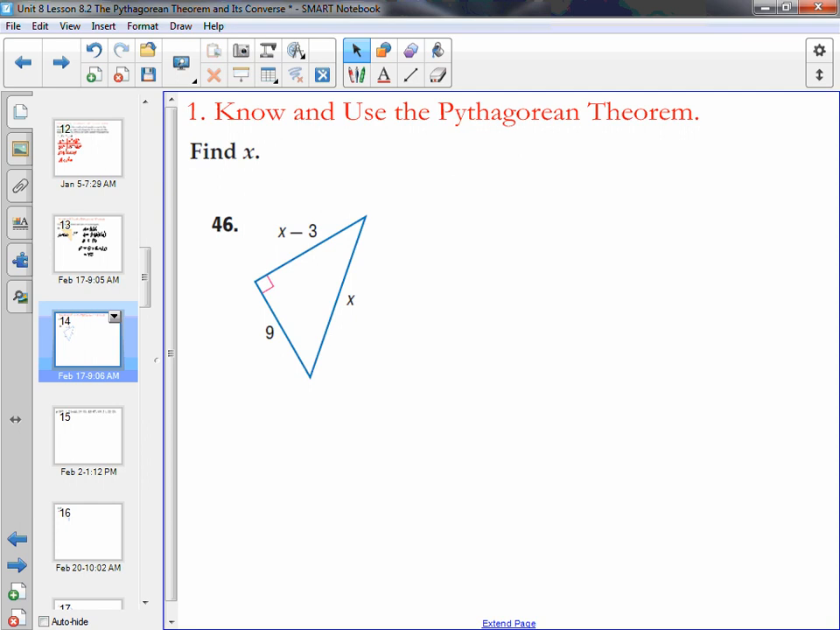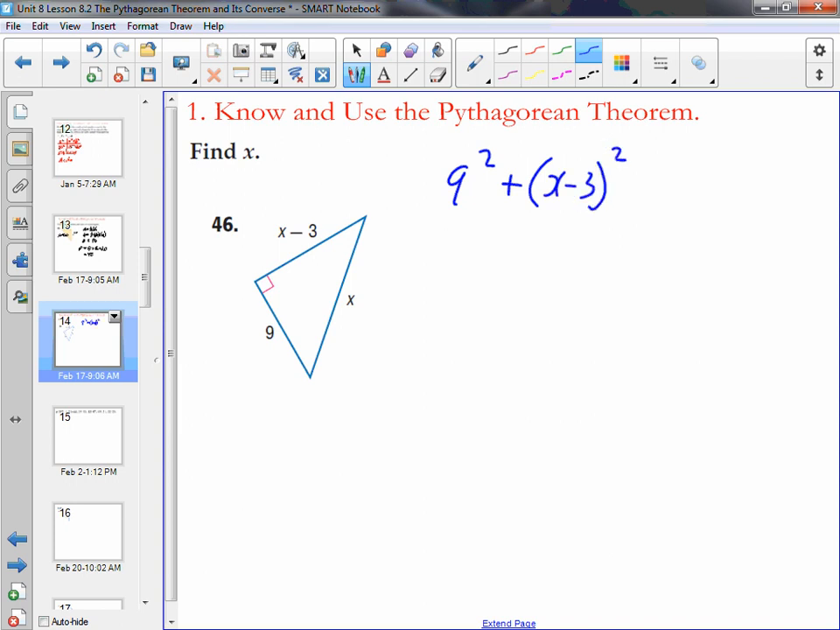Now, on this one, sure seems like we got a lot of variables here. We're supposed to find x. Okay, it's a right triangle. I see the right angle marked. So the Pythagorean theorem must be true for this. So, one leg squared plus the other leg, x minus 3 squared, equals the hypotenuse, x squared. Now, we get an 81 there. We get an x squared on the other side of the equation.